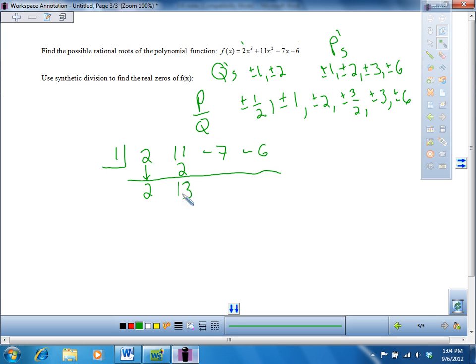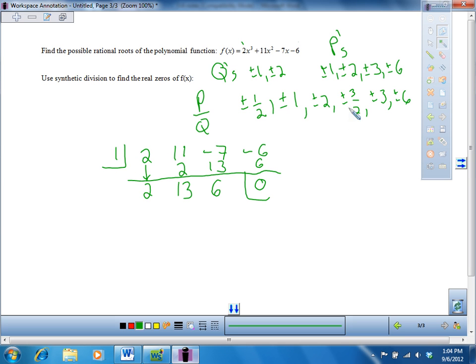And then you multiply this times this, which also gives you 13. And then you add these two and you get 6. Then you multiply this times this, which gives you 6, and you put that there. And then you add these two and you get 0. And this is your remainder, which must mean that what? That x minus 1 is a factor, that 1 is a root, also known as a 0, also known as a solution to an equation, also known as a place where the graph crosses the x-axis.